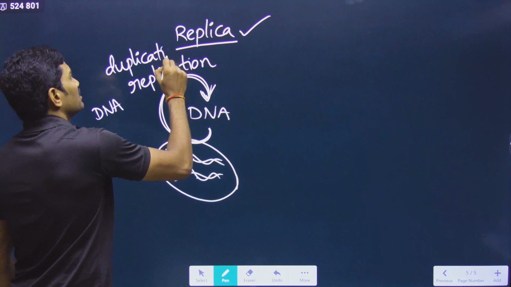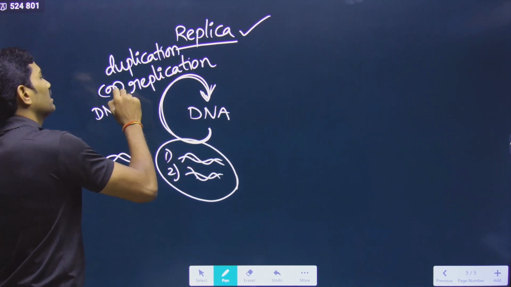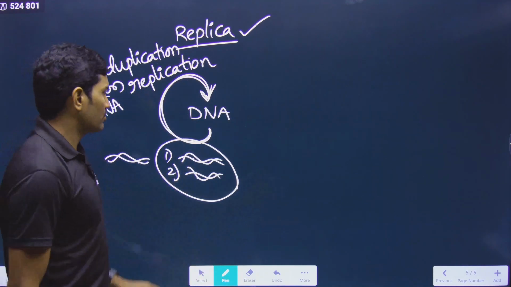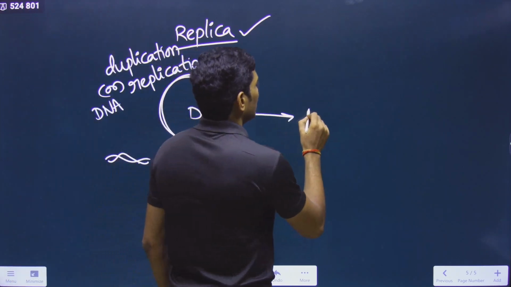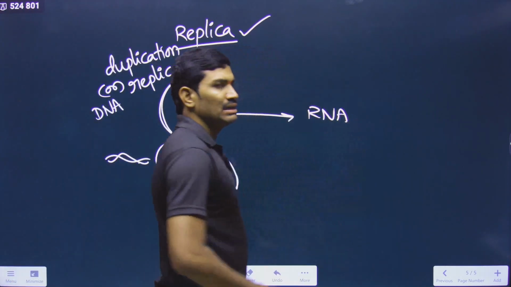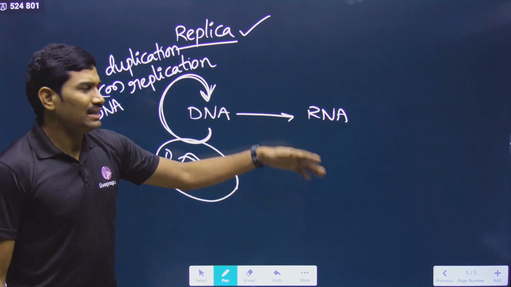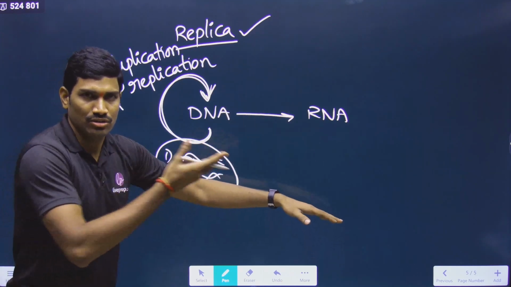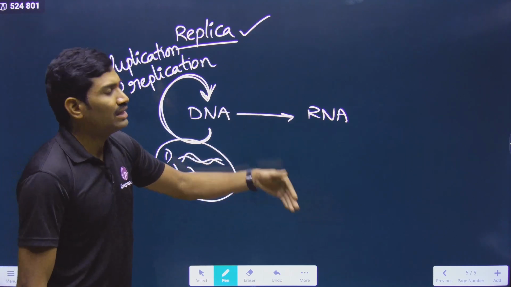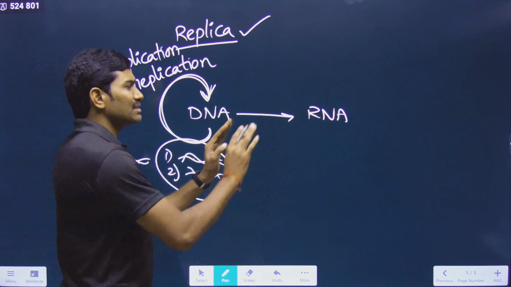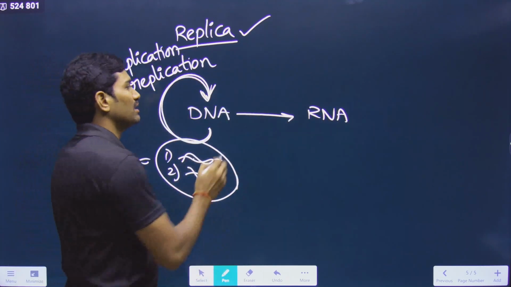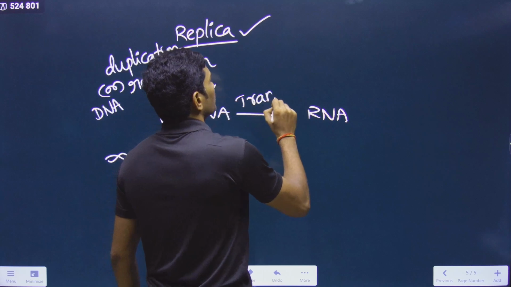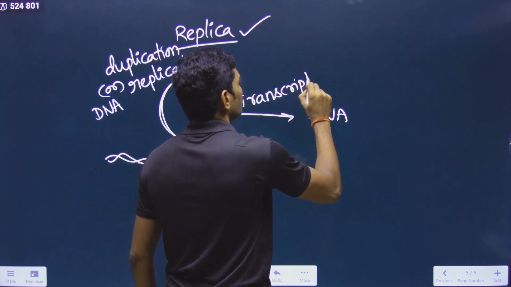DNA duplication or DNA replication, any word you can use. Now, after this, what is transcription? From the DNA, RNA is produced. It may be mRNA, tRNA, rRNA, snRNA at least. Now you know the name of snRNA also. Synthesis of any type of RNA from the DNA is called transcription. This process is called transcription.